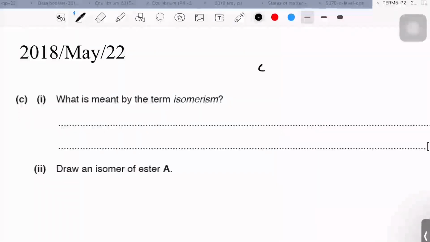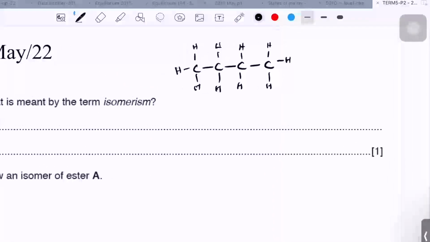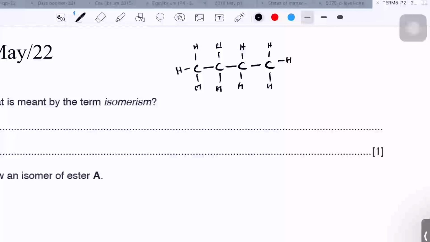Now, for an example, this is an alkane with 4 carbons, guys. Then I can draw an isomer of this. When I draw an isomer, I need to draw a different structure, it can't be the same structure. So I'm going to put 3 carbons in the straight chain and 1 carbon in the branch. So this is a different structure, right?